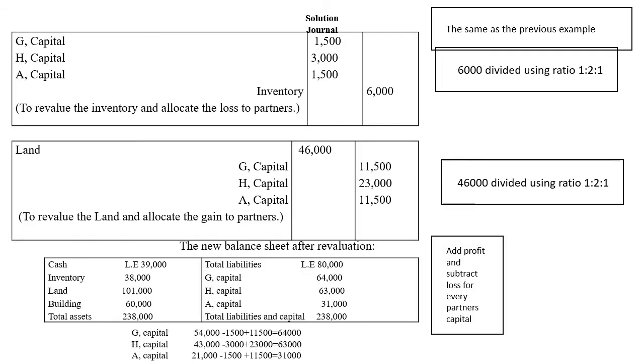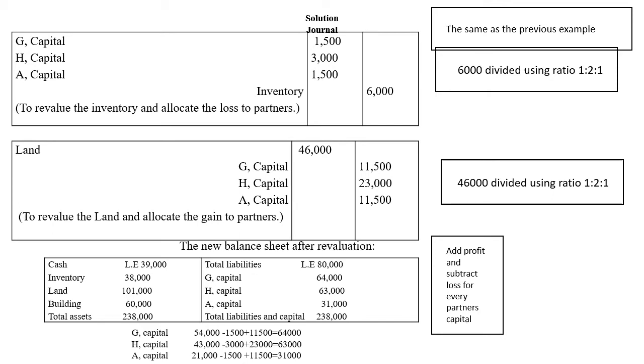For the solution, you start by preparing a journal entry in which you record the loss from inventory of 6,000, the difference between the value of the inventory recorded in the balance sheet and the value of the inventory after revaluation. This 6,000 loss will be divided between the partners in a ratio of 1 to 2 to 1, the same as we said in the previous case. No difference for the inventory and also no difference for the land.